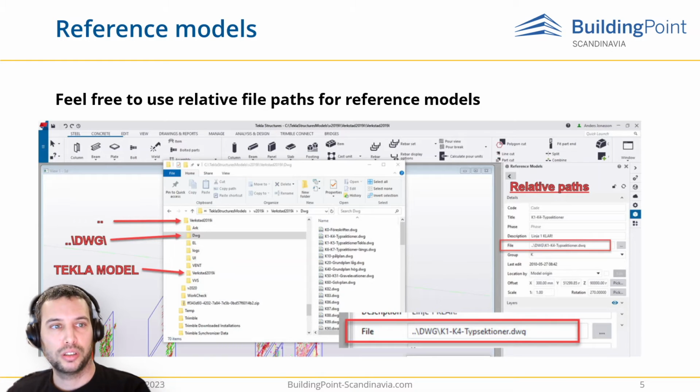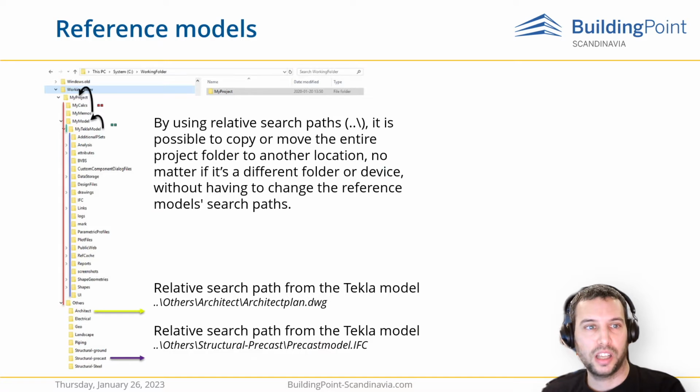What you do when using a relative search path is actually telling the IFC file or DWG file, your entire reference file, that it has to look in the Tekla Structures models and then go through the parameter. So what you're doing is you're setting 2 dots and a backslash. This makes it possible to move your entire folder to another location. Doesn't matter if it's to another folder or if it's to another device. You don't have to change the reference model's search path after this.